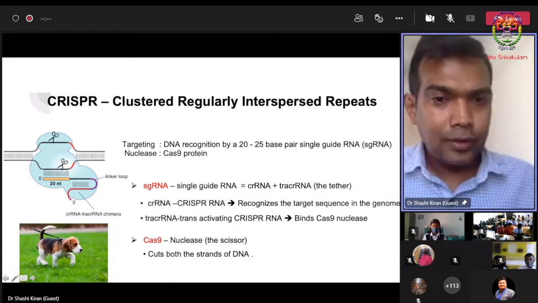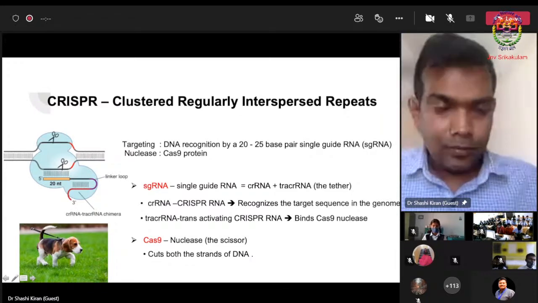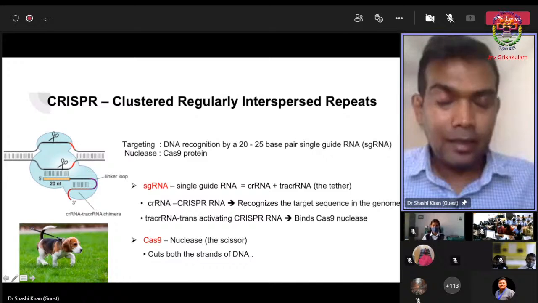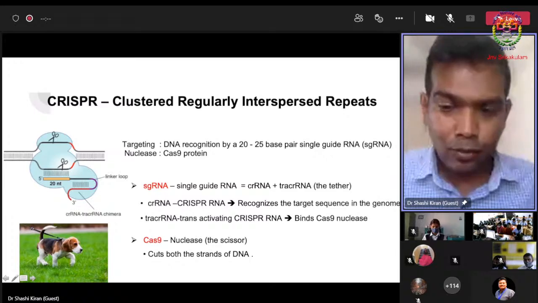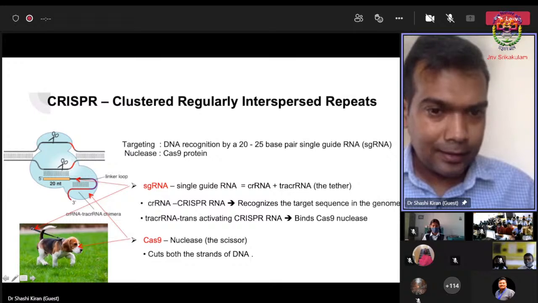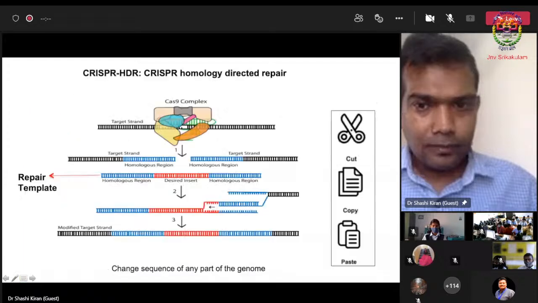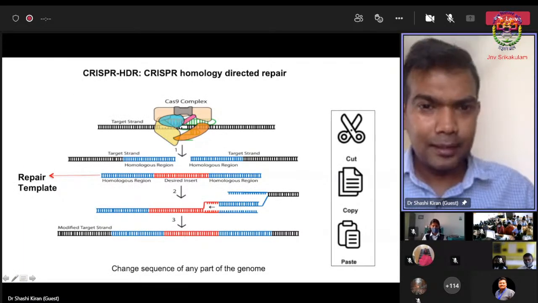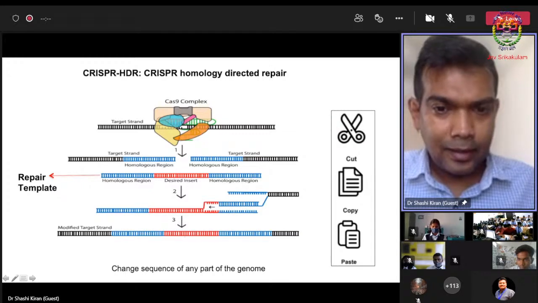So with these two simple components, now we have the capability to edit our DNA at any location, and that gives us a great hope. Here I am showing the sgRNA is like the tether and the Cas9 is like the dog, which actually does the job. After these cuts are done, we can have a repair template, the DNA which we want to correct, the corrected sequence, and this goes into the DNA, integrates and corrects the sequence.